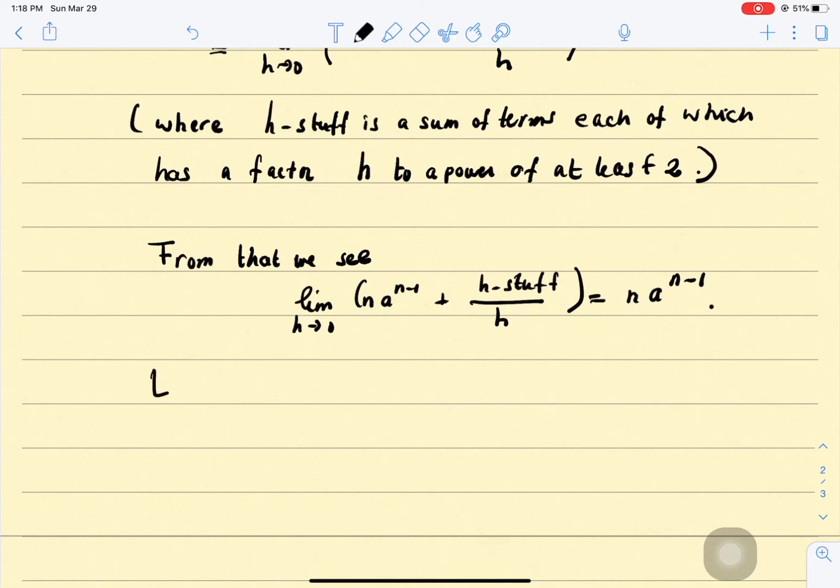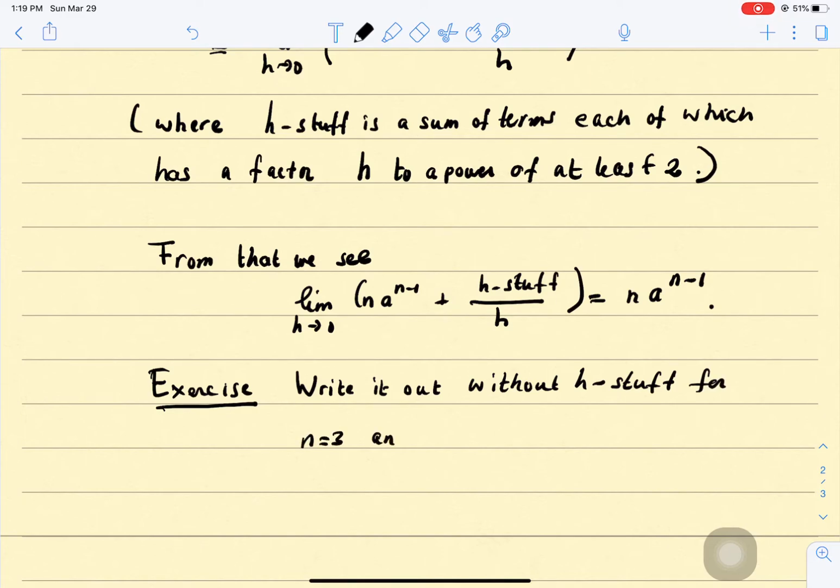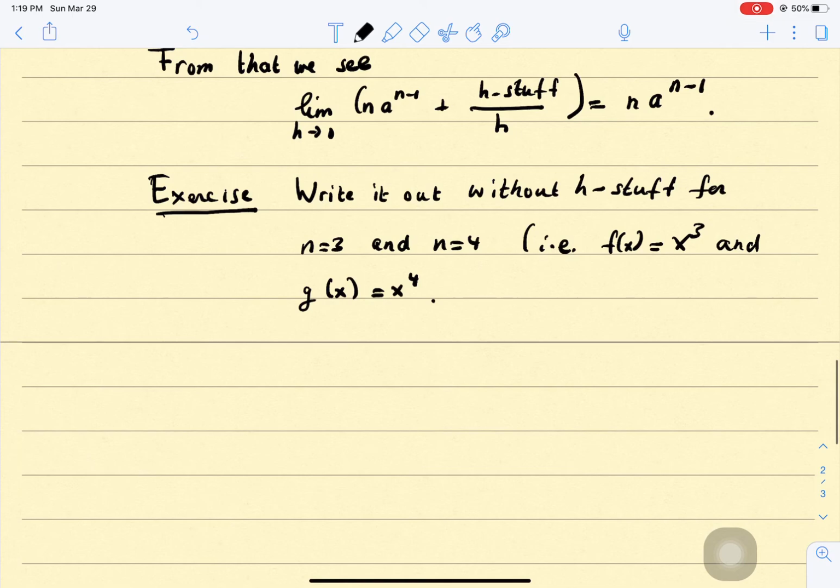Now, exercise. Write it out without h stuff, for n is 3 and n is 4. That means for f of x is x cubed and g of x is x to the 4. So we have now a nice supply of differentiable functions.